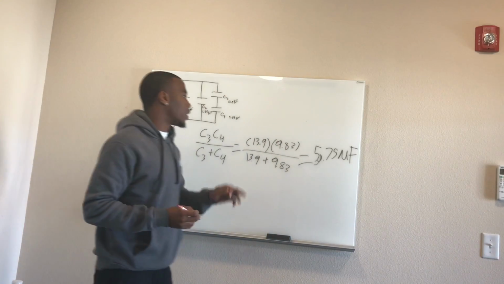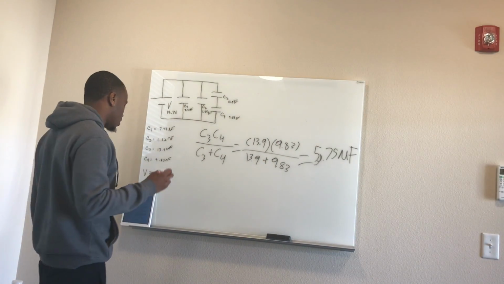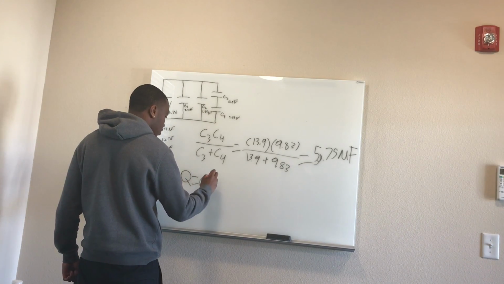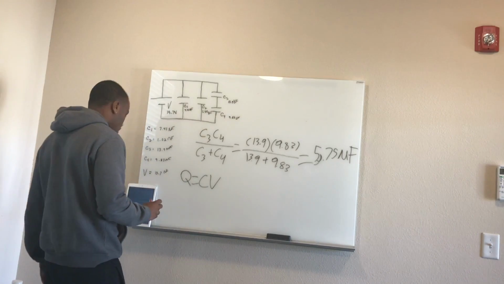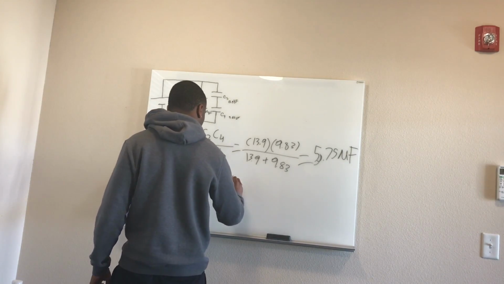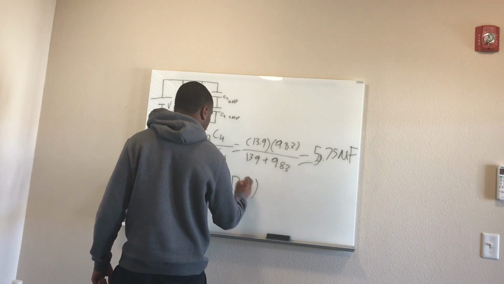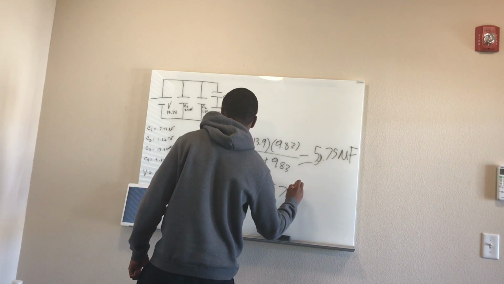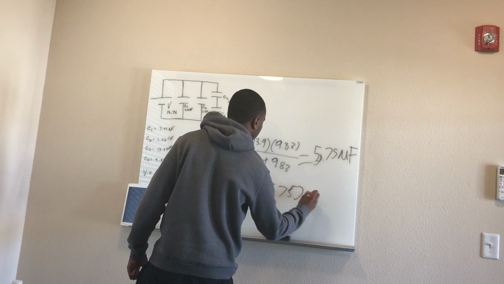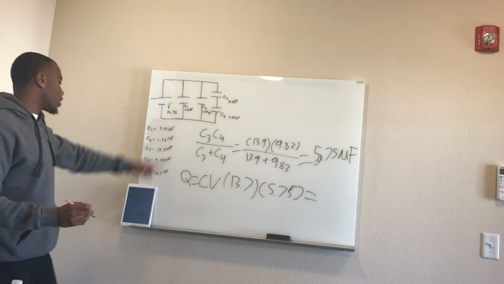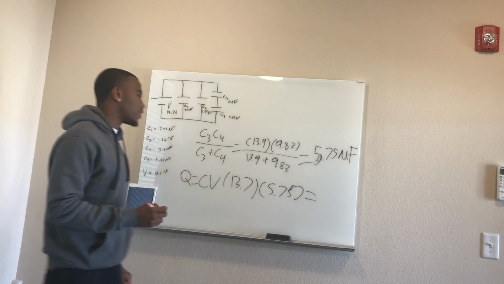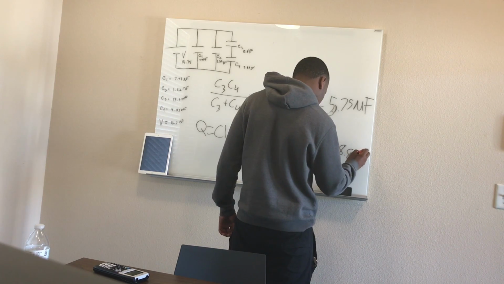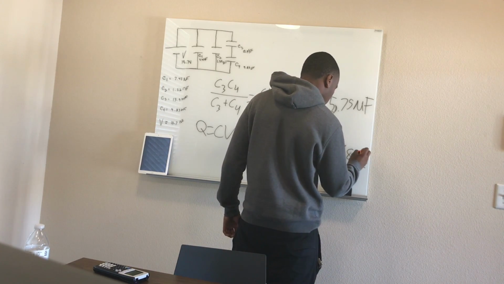Okay, and then next I'll plug this into my equation, which is Q equals C times V, which is charge equal to capacitance times voltage. And that voltage comes from right here, and that's given in the problem, and your final answer is 78.8 microcoulombs.